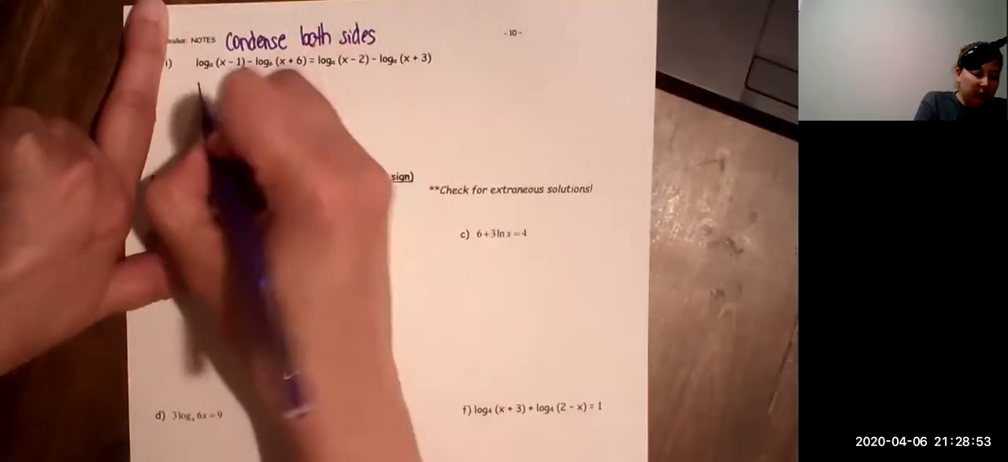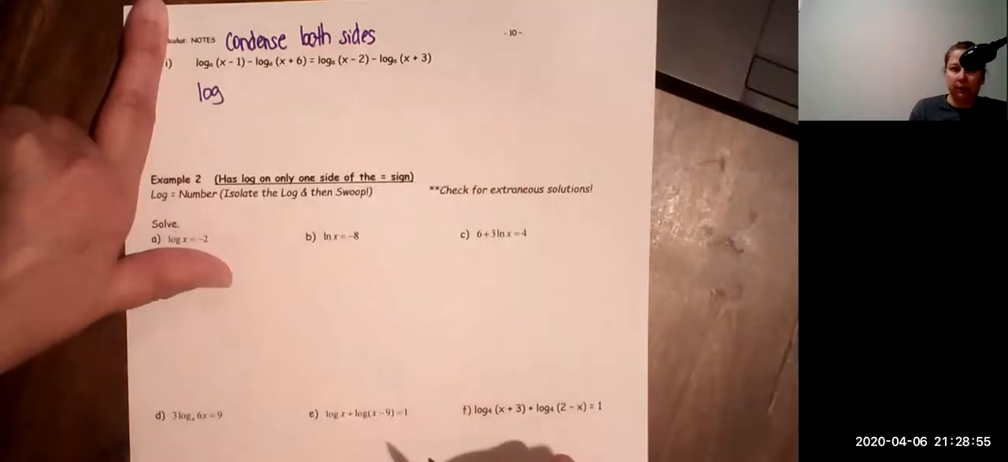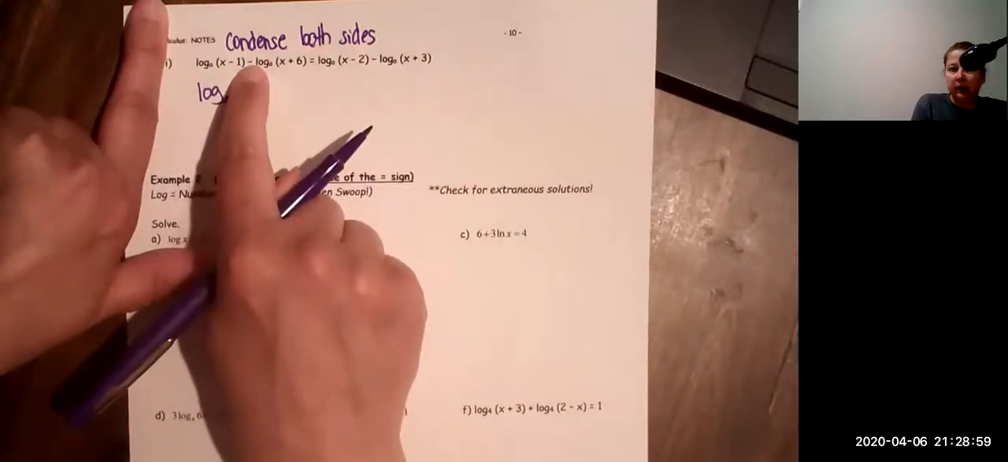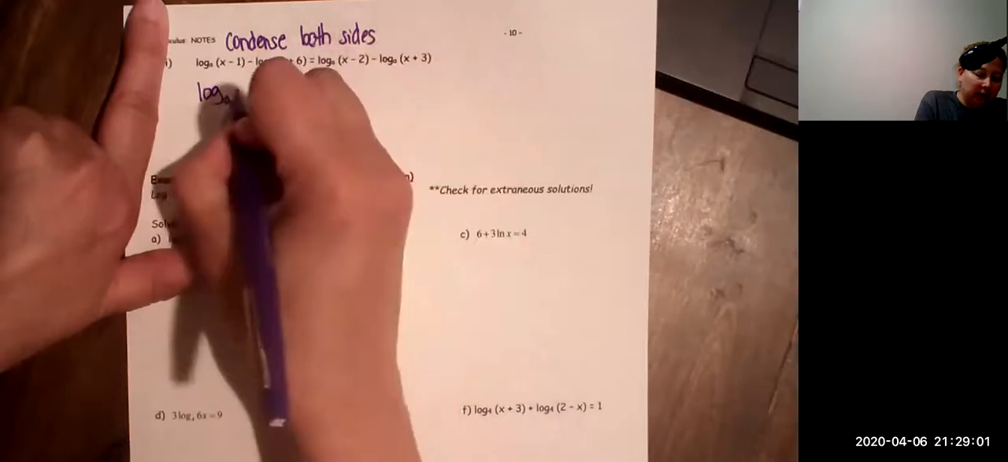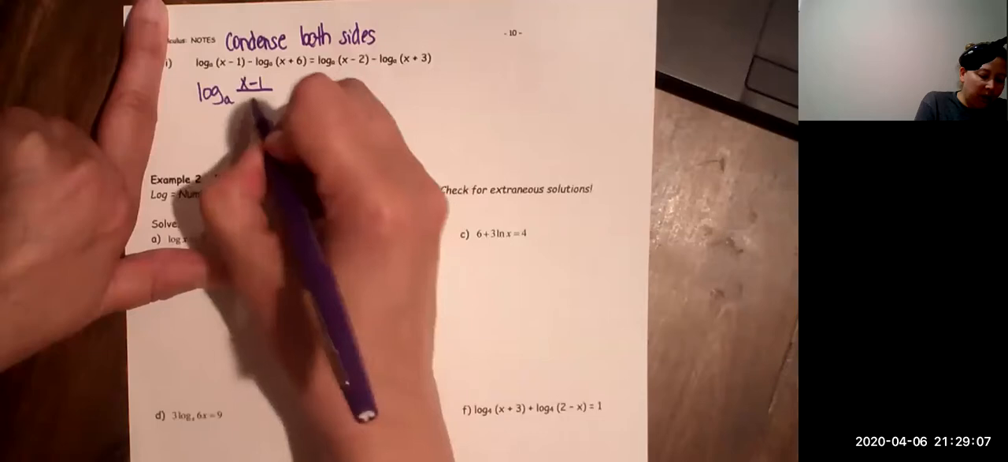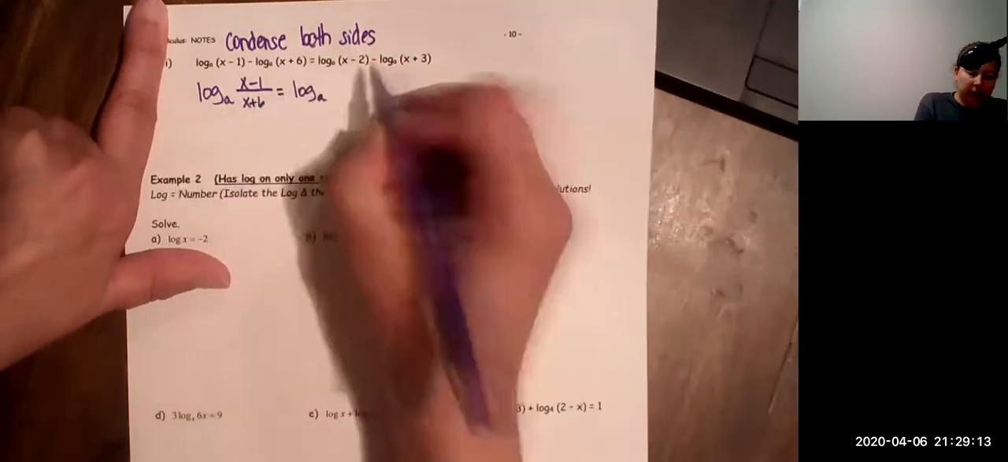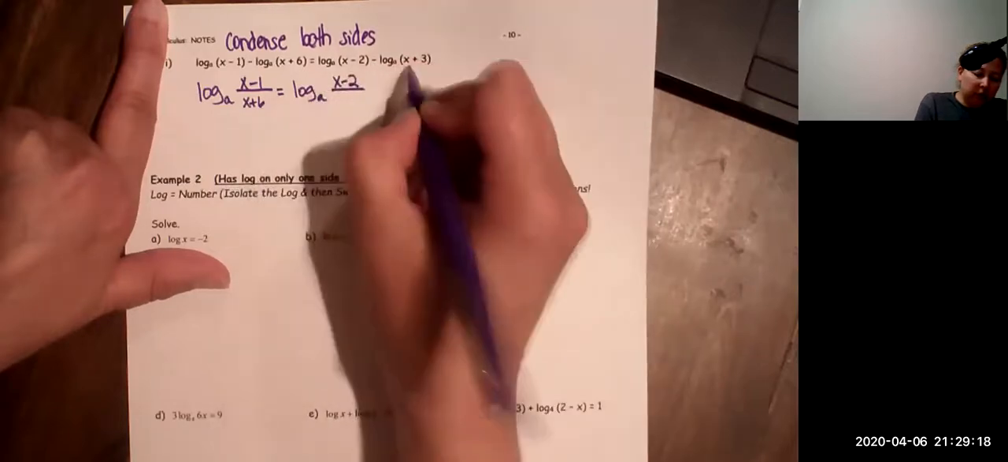So that means write each side as a single logarithm. So this is log base A. You look right here. Since that's a minus, it's going to be divide. If this had been a plus, it would have been multiply. So I put x minus 1 over x plus 6. This side, you write log A down 1 time. Again, it's a subtraction, so we divide x minus 2 over x plus 3.